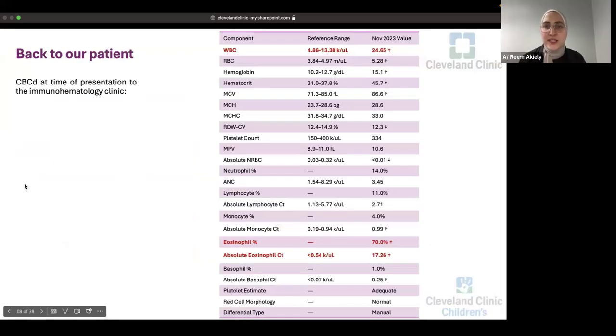Now back to our patient and the CBC. When he presented to the immunohematology clinic, it was notable for a white blood cell count of 24,000, with a 70% differential of eosinophils, and that made the absolute eosinophil count markedly elevated at 17,000. Other than that, the hemoglobin was within normal limits, and the platelets were also within normal limits at 334.